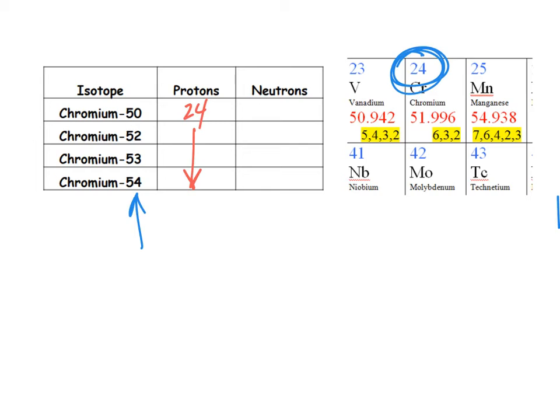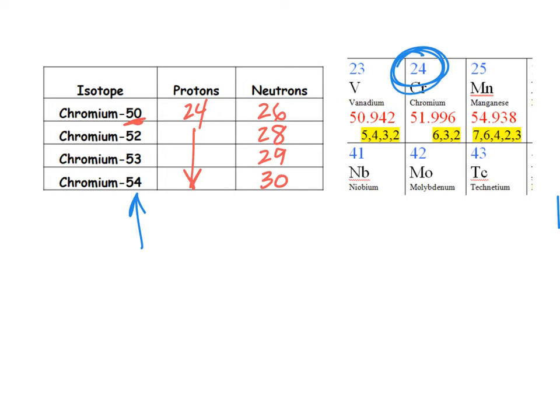Now, how many neutrons does it have? Well, if the atomic number is 24 and the protons and neutrons added together must come up to be 50, that tells us that there must be 26 neutrons here. 24 plus 26 adds up to 50, the mass number of that particular isotope. Now, in the case of chromium-52, then it must have 28 neutrons. And chromium-53 has 29 neutrons, and chromium-54 has 30 neutrons.